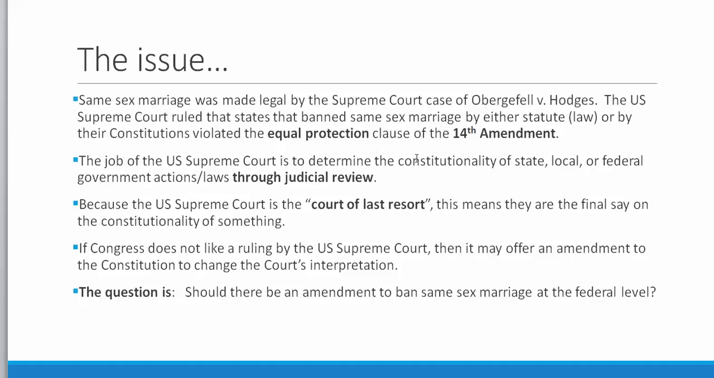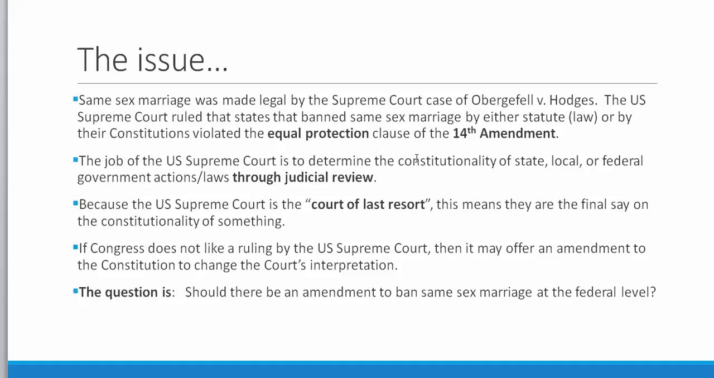The second issue is that the job of the Supreme Court is to rule on the constitutionality of state, local, and federal government actions through judicial review. So they're the final one to determine what's constitutional or not in the United States. In the recent case, basically they said that the issue was that so many of these marriages got federal benefits, and the individuals who were suing were basically suing for their fair share.